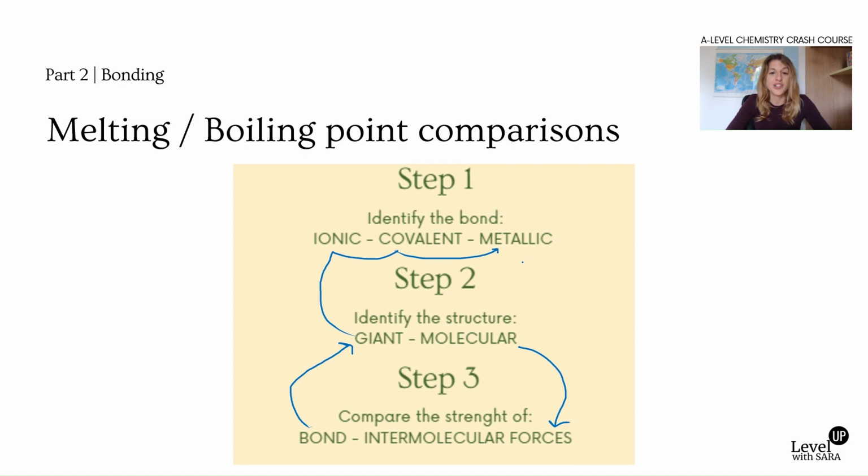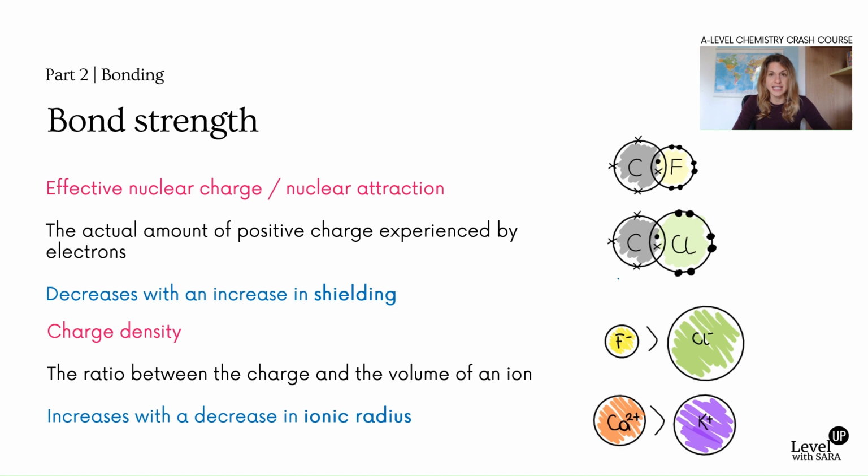If you compare just one of the structures, then you need to think about the factors that affect each bond strength. And this relates to the concept of charge density that I mentioned in a video earlier, because this is what affects the strength of the bonds. So let's think that we're comparing just the strength of bonds, so covalent, metallic, and ionic. The two main things that affect the strength of the bond are effective nuclear charge or nuclear attraction, because that, as a definition, is the actual amount of positive charge that is experienced by electrons.